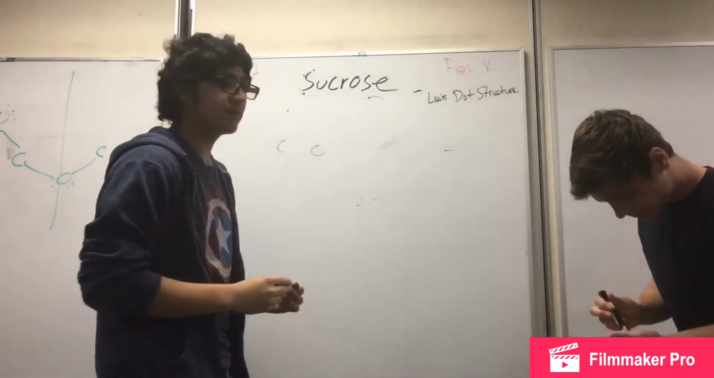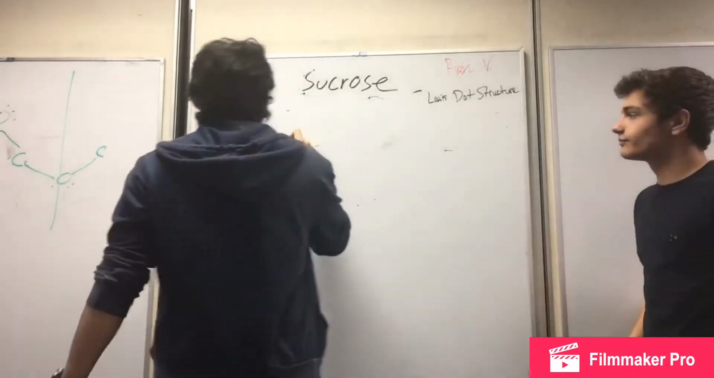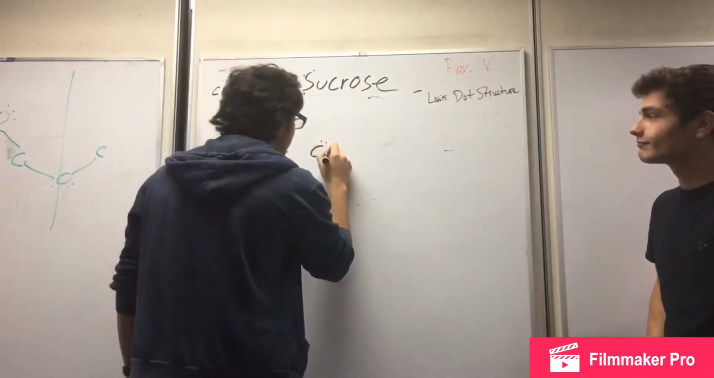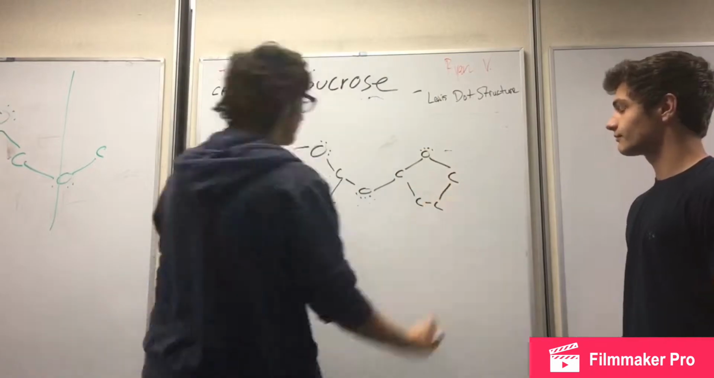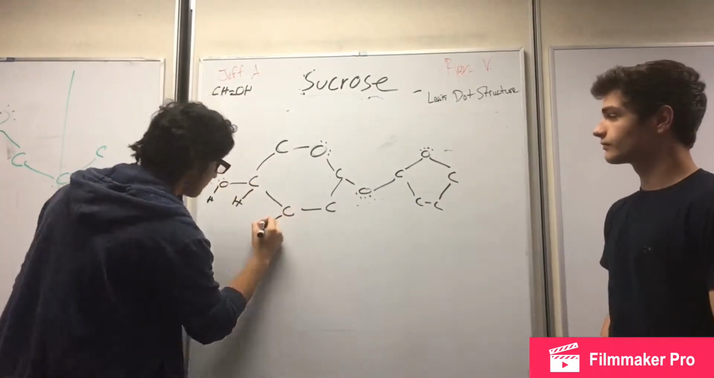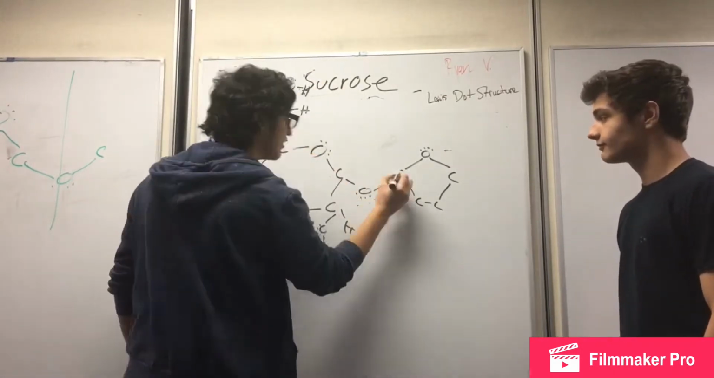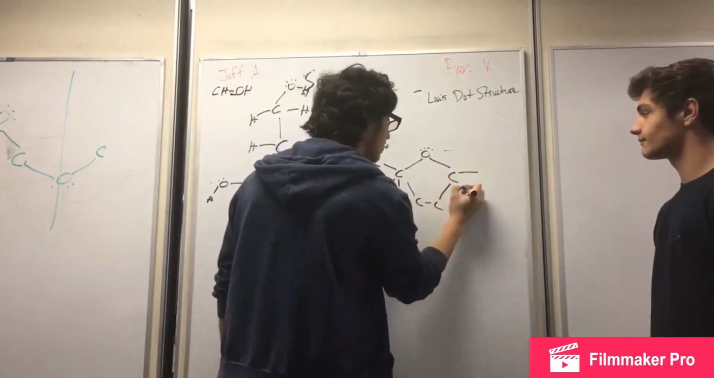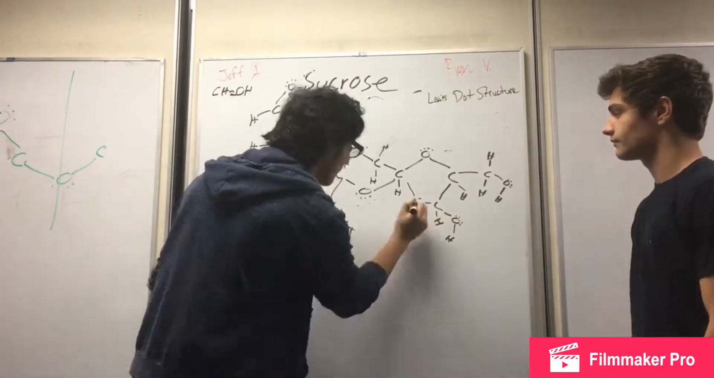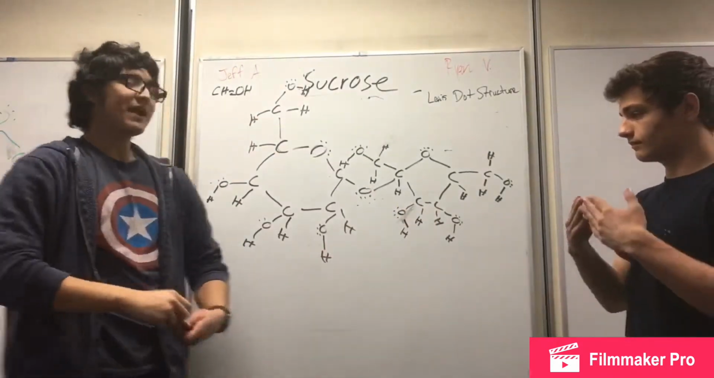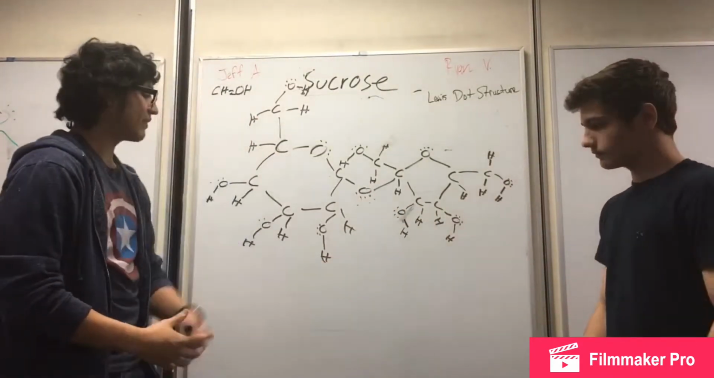I need a better black. We have carbon, oxygen, we'll have a bent. Perfect. Now my companion Ryan will explain to you more in depth about each of these.